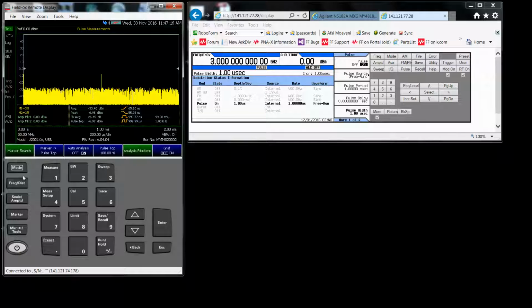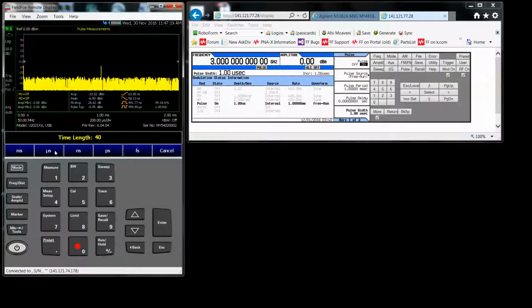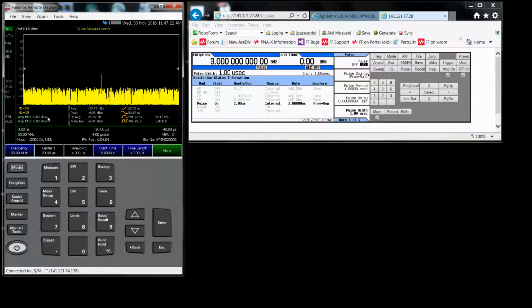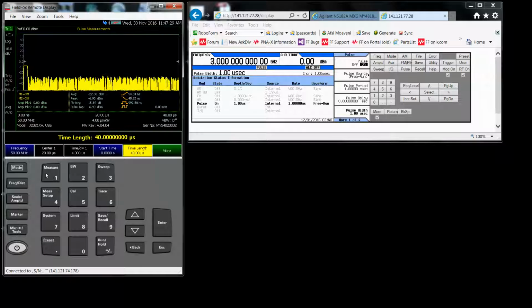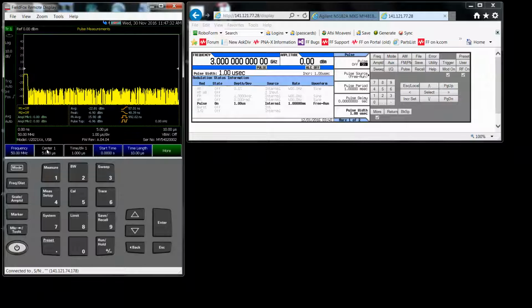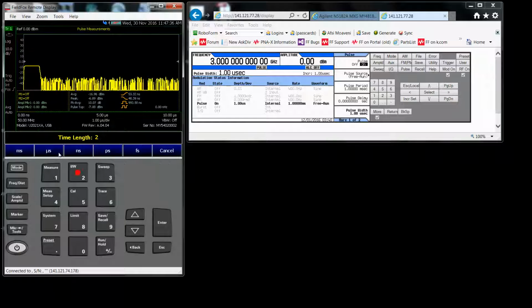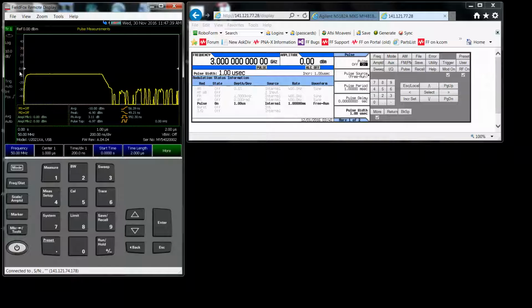You can also zoom in on the pulse closer. If I change this time, for example, to 40 microseconds, I should be able to see, or maybe even let's make it smaller, see my pulse better. Let's make it even 10 microseconds, or 2 microseconds if you want to really see the pulse. So you can make these pulse measurements in pulse measurement mode using the power sensor.